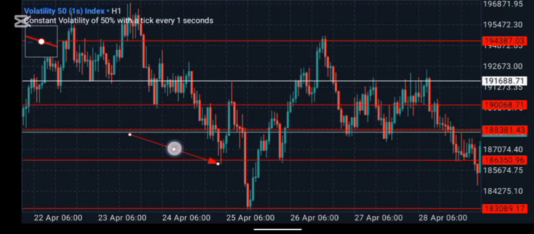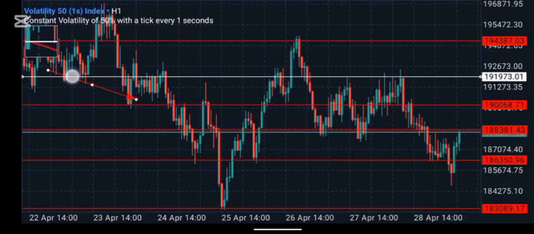So the same thing here, came down here, acted as support, came up towards this zone here, acted as resistance, came down here towards this zone, acted as support, came up here, maybe around here, acting as resistance, came down towards this line, acting as support. So now basically it's just support and resistance then.